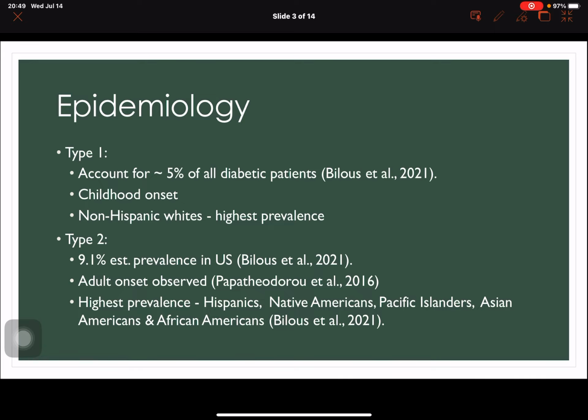Approximately 5% of all diabetic patients have type 1. Childhood onset is typically less than 20 years but can occur at any age, and peaks at ages 4 to 6 and 10 to 14 years. It has the highest prevalence in non-Hispanic whites, and the incidence of childhood type 1 varies based on age, with a bimodal peak, usually 4 to 6 and 10 to 14 years, and geography, rising worldwide with increasing latitude, highest in Finland and Sardinia, and lowest in China and Venezuela.